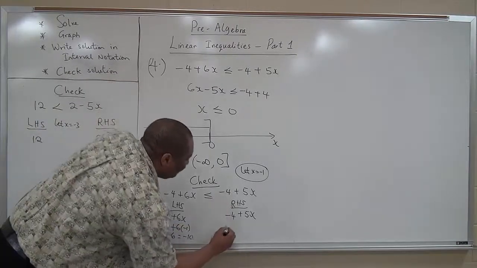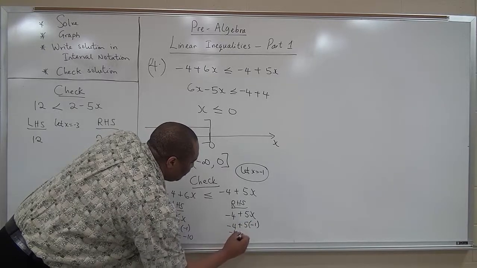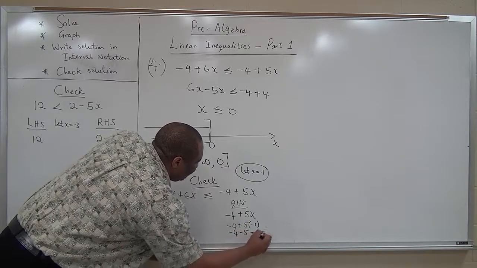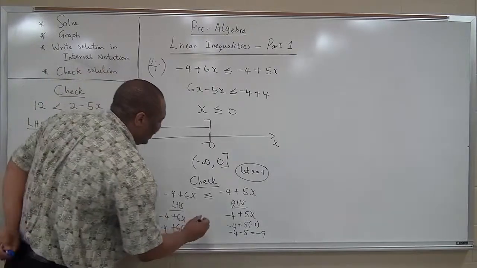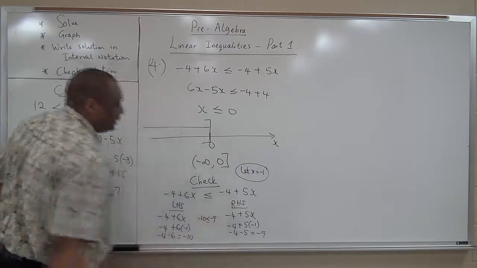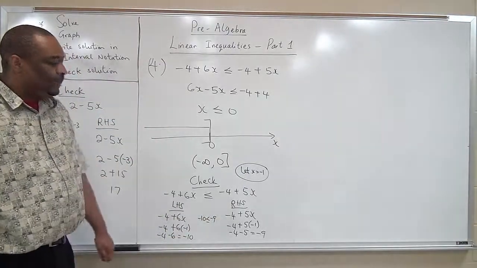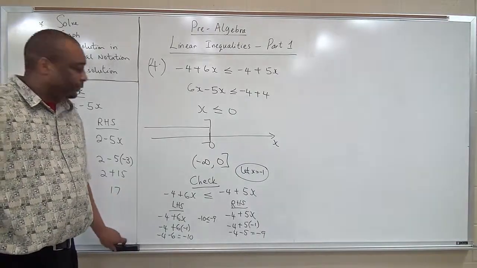On the right hand, we have negative 4 plus 5 times negative 1, which is negative 4 minus 5, which is negative 9. So you see that negative 10 is less than or equal to negative 9. And that is still correct. Negative 10 is less than negative 9. Okay?